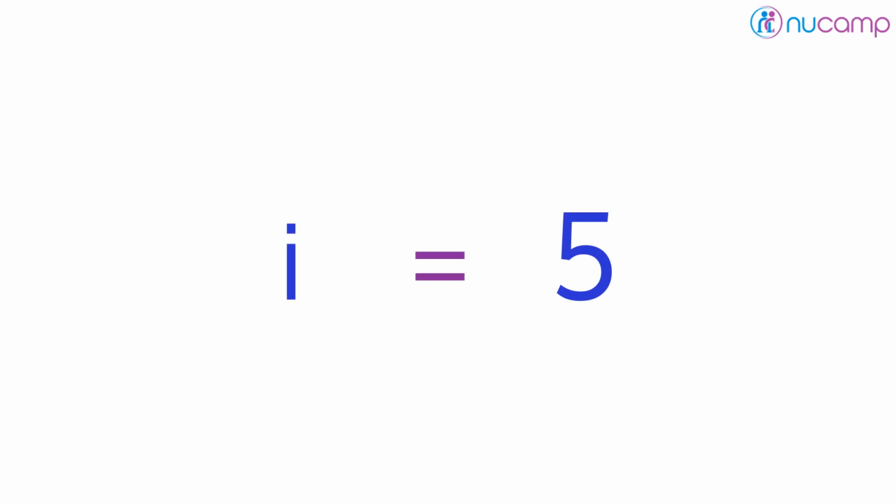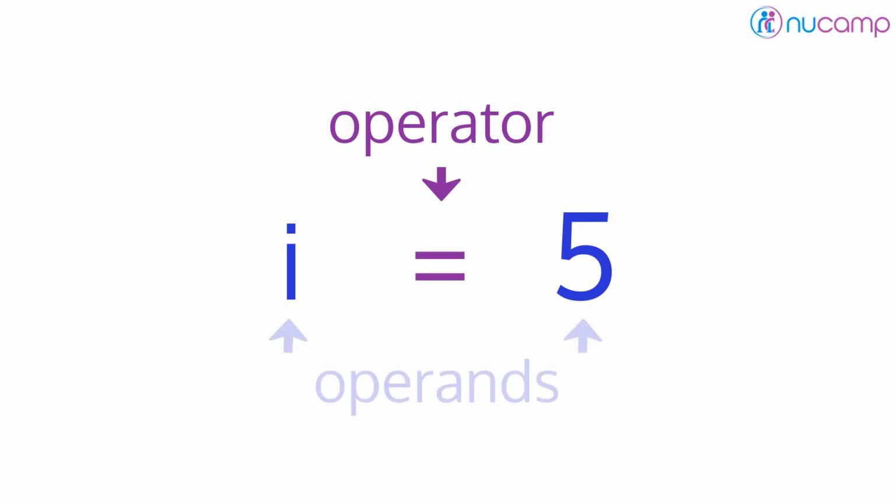Let's look at this statement, i = 5. In the middle is an operator, in this case, the assignment operator, a single equal sign. Next to the operator are its operands, the value or values on which it operates. There are many operators in JavaScript and indeed in any programming language.